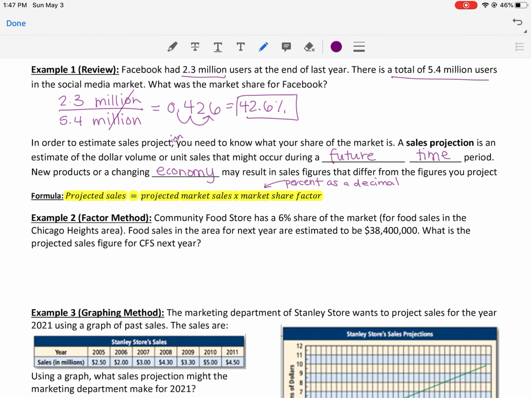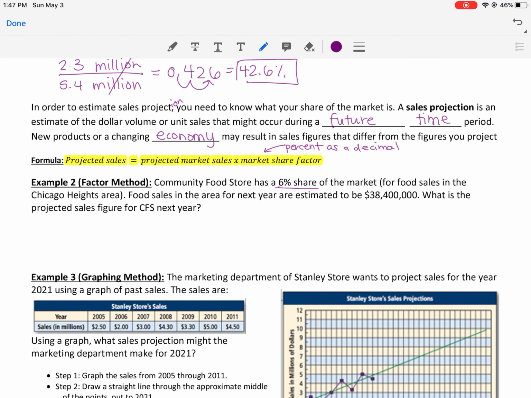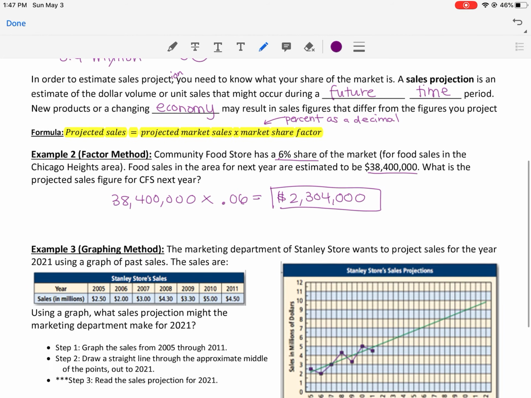Okay, so the community store has a 6% share of the market. Food sales for the next year are estimated to be 38,400,000. What's the projected sales figure for that community food store next year? So the projected market sales is the 38,400,000. And then in this case, if they have 6%, we're going to multiply times 0.06. So we end up with 2,304,000 is how much they can expect to sell next year.